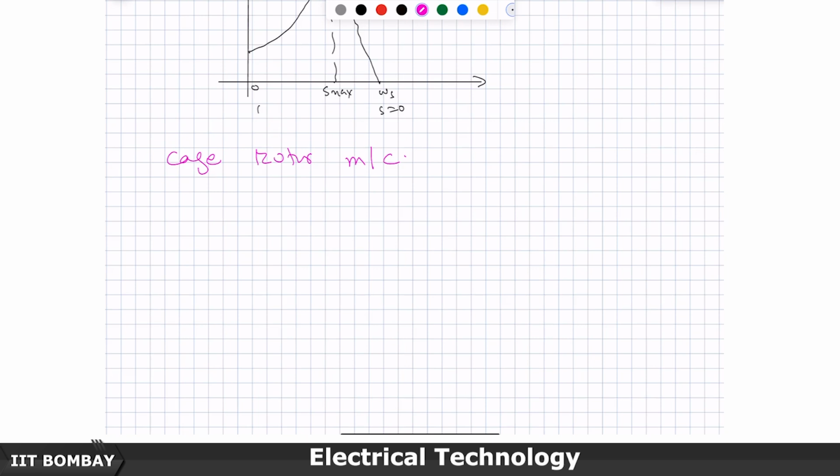But suppose you had a cage rotor. In the cage rotor, basically the 3 phase windings are short circuited, then they become copper bars as we had discussed earlier, stacked around. And now suppose I want to reduce the current at the time of starting. Then what would I have to do?